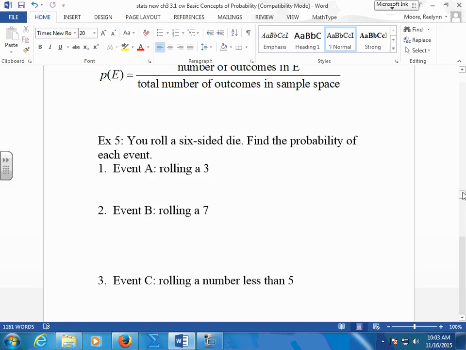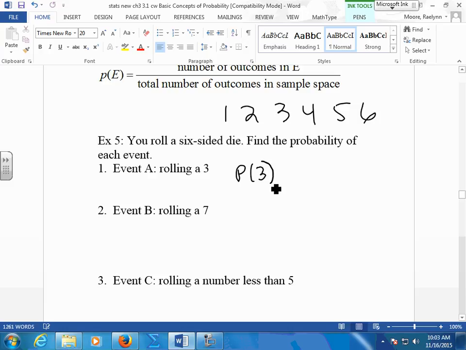You roll a die, a 6-sided die. If it helps you, put these out like this. So the probability that you get a 3, and we write it like this. The probability of a 3 is how many total outcomes do you have? 6. How many of them are 3? 1. So we write our probabilities like this. We usually keep them in fraction form, unless we're doing work calculations, then we'll use a decimal.